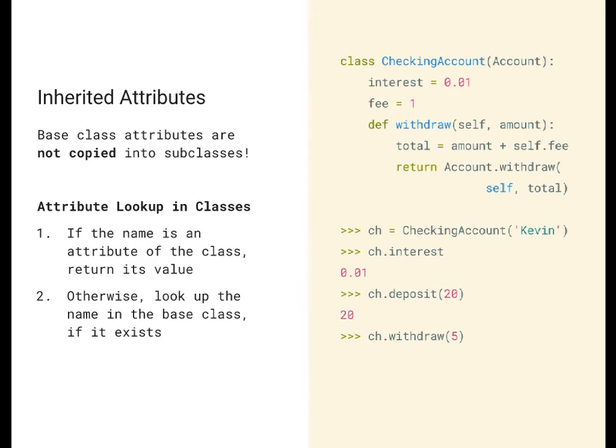Then when I try to withdraw, this is where the special behavior for the withdraw method comes in, where I first compute the total I want to withdraw, 6, and then I withdraw that total of $6. And now I'll be left with 14.